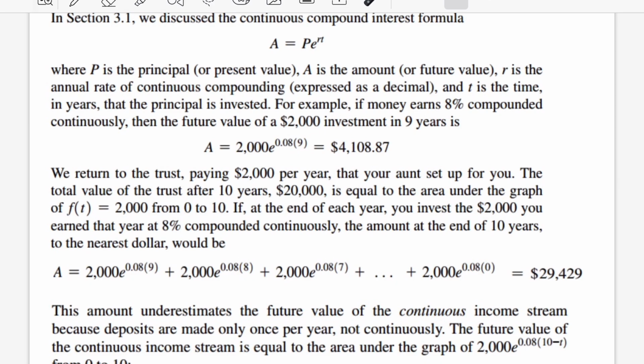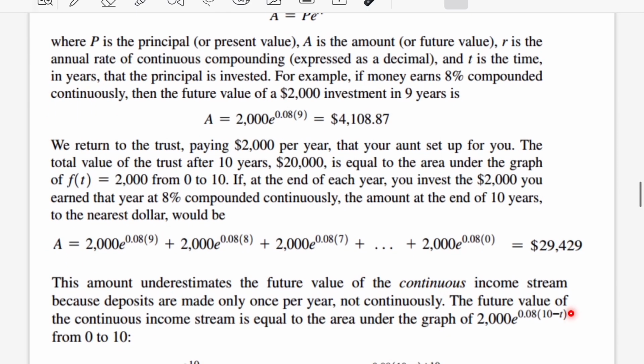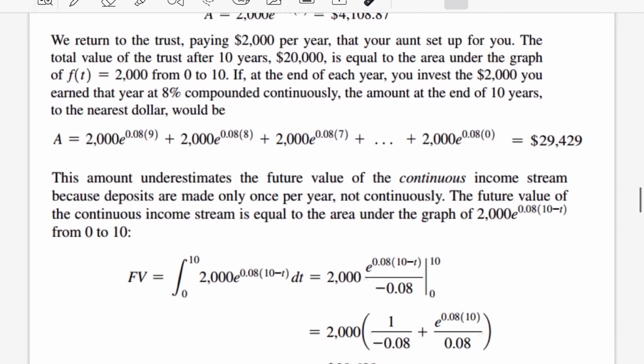But what happens here is that this amount underestimates the future value of the continuous income stream, because deposits are only made once per year, not continuously. The future value of the continuous income stream is actually going to be equal to the area under the graph of this function here from 0 to 10. Doing so, when we evaluate this, we see that we actually end up with $30,639 here, which is more accurate and tells us that at the end of 10 years, we will have received $30,639, including interest.